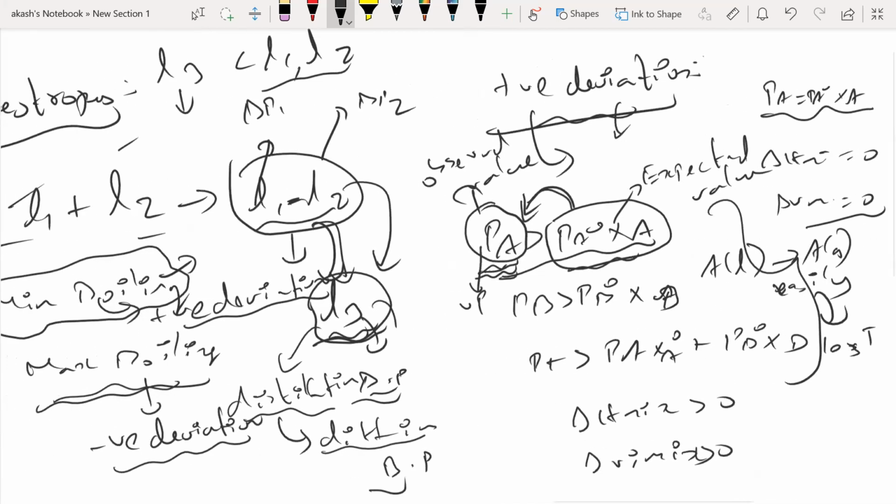The same goes for maximum boiling also, because the vapor pressure is lesser than what I expect. So obviously it is becoming more and more difficult for the liquid A to go into the vapor A. Thereby I have to supply more temperature for it to go into the vapor phase. That's why they are forming maximum boiling azeotropes.